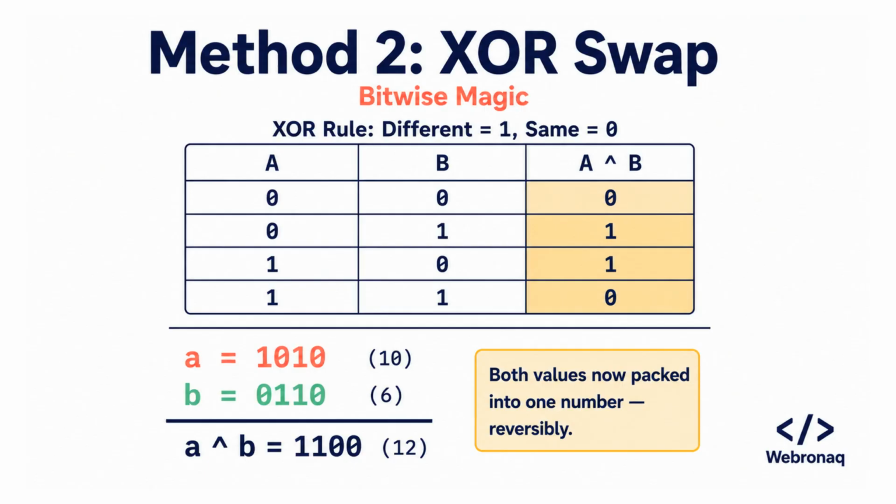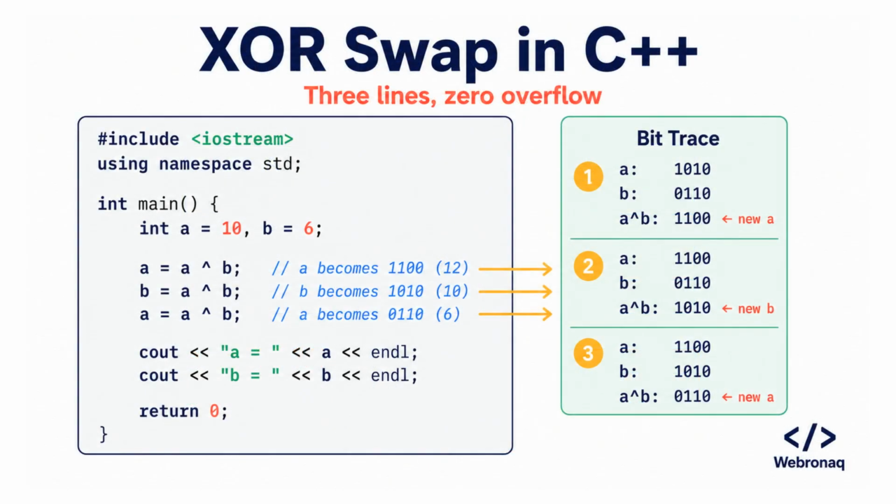That reversibility is exactly what makes XOR perfect for swapping. No addition, no risk of overflow, and the numbers can be as large as you want. Let's see this in action with the actual 3 lines of code. Here's the XOR swap in C++. The structure looks almost identical to the arithmetic version, just 3 lines doing all the work. But the operator is different. Instead of plus and minus, we're using the caret symbol, which is XOR.